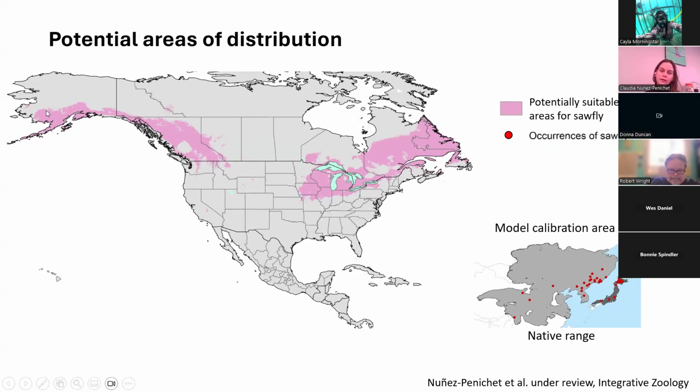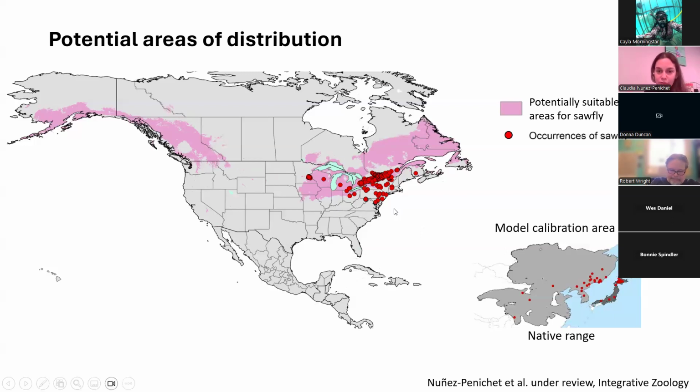We can see the distribution over here and a little bit on the western part of the United States, Canada as well. And if we compare those predictions that we got with the current known distribution of the species in North America, we found out immediately that the models were under-predicting. They were not performing as well because there were a lot of places in which we know that the species is actually present that our models were not predicting as suitable.